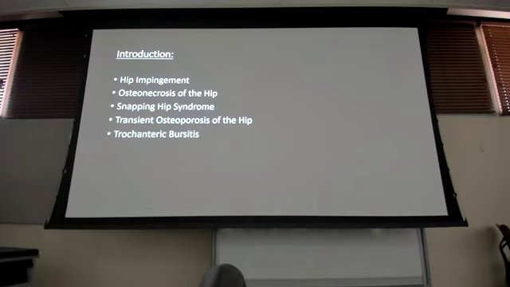or hip symptoms, what have you. So what we're going to get into today, though, is more so how you are going to start thinking about hip impingement and how you're going to start advising your patients and doing referrals. Okay. Then we're going to go through osteonecrosis of the hip, snapping hip syndrome, which is very commonly confused. Okay. Transient osteoporosis of the hip, and trochanteric bursitis.